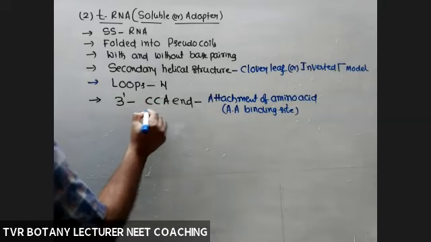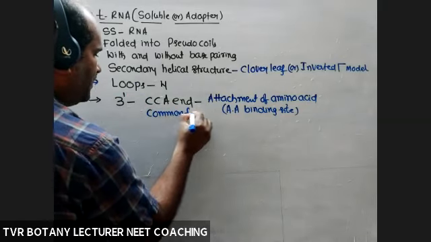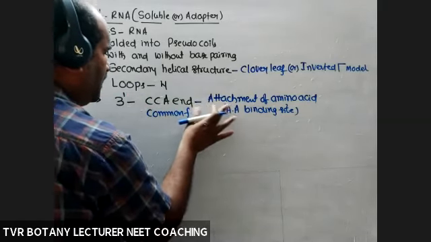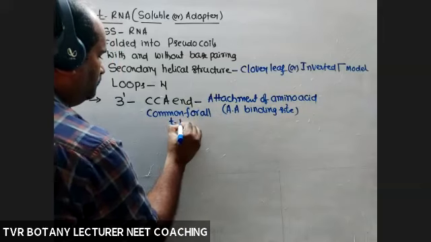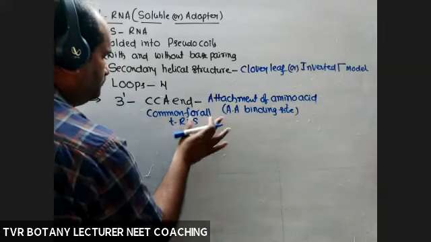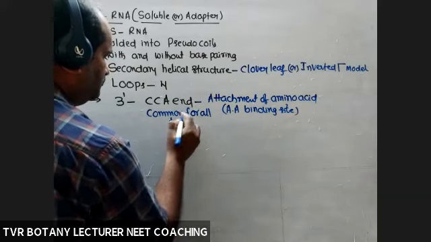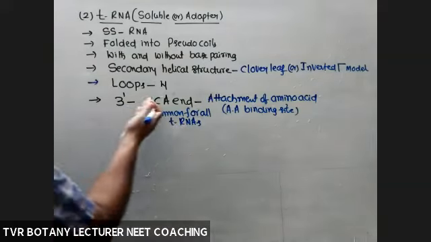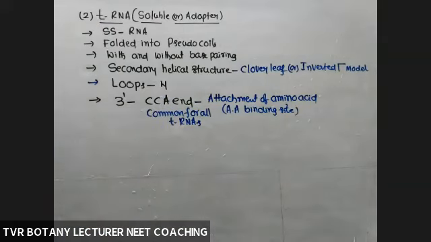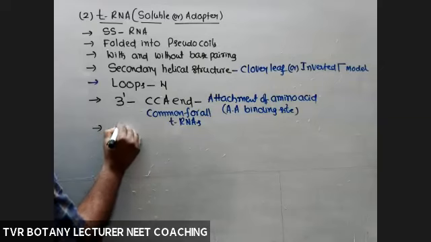Remember that this part is very, very important. CCA, this is common for all. CCA end, it is common for all tRNA molecules. All are having the CCA end, that is common for all, even though that is concerned with binding with different kinds of amino acids. Next one, most important one, anticodon loop.